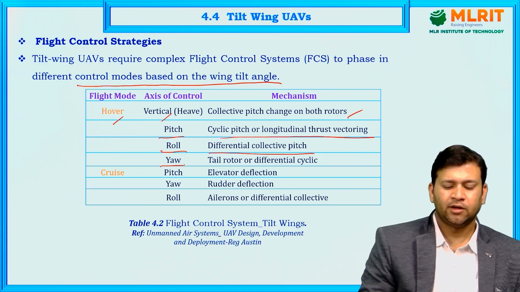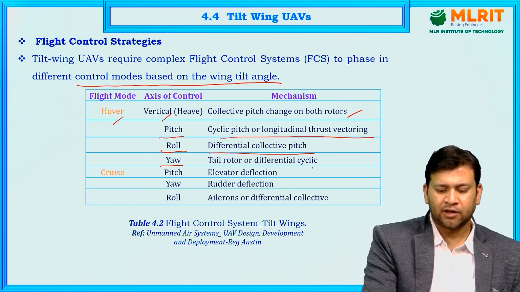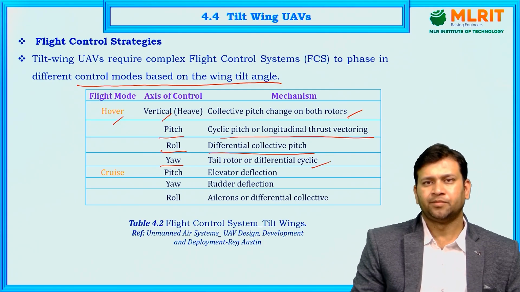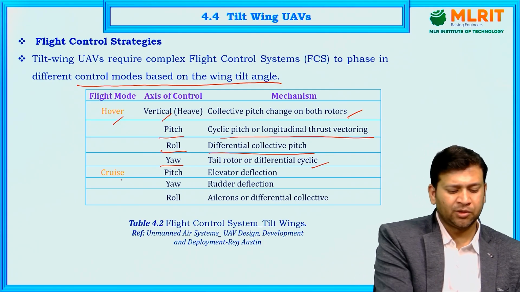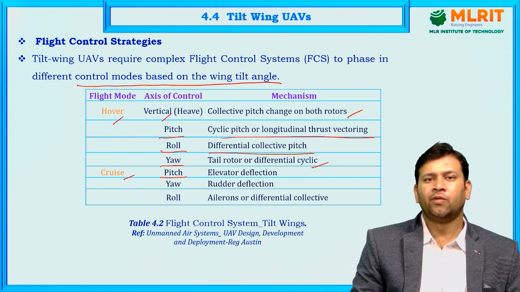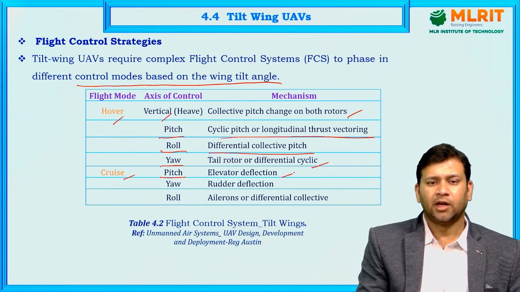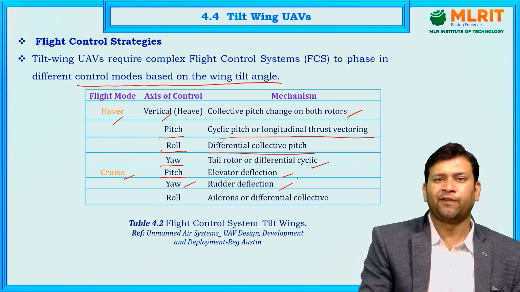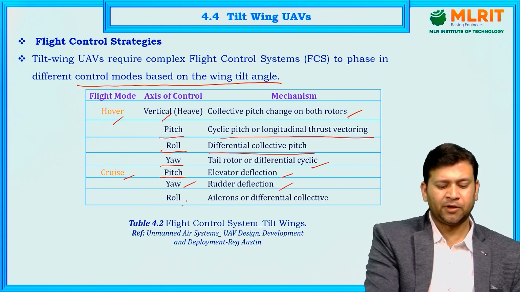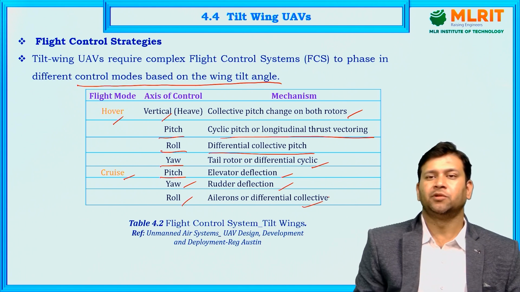For yawing, tail rotor or differential cyclic pitch is performed. Coming to the cruise flight, in order to obtain control over pitch, elevator is deflected, and for yawing, rudder is deflected, and to obtain rolling, ailerons or differential collective pitch is performed.